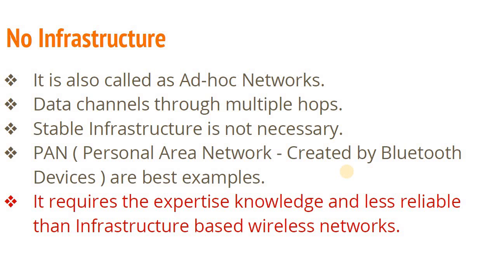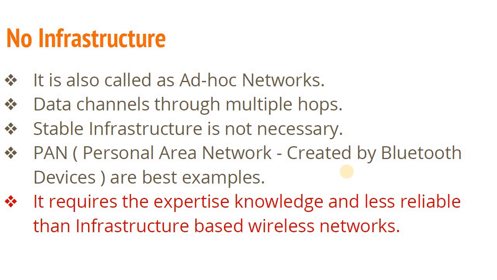Then, stable infrastructure is not necessary, because the communication and the connection are already temporary. And a PAN, personal area network created by Bluetooth, is the best example. As I told you earlier, wireless personal area network is one example of infrastructure-less wireless medium, and it requires expertise and knowledge, and is less reliable than infrastructure-based wireless networks.